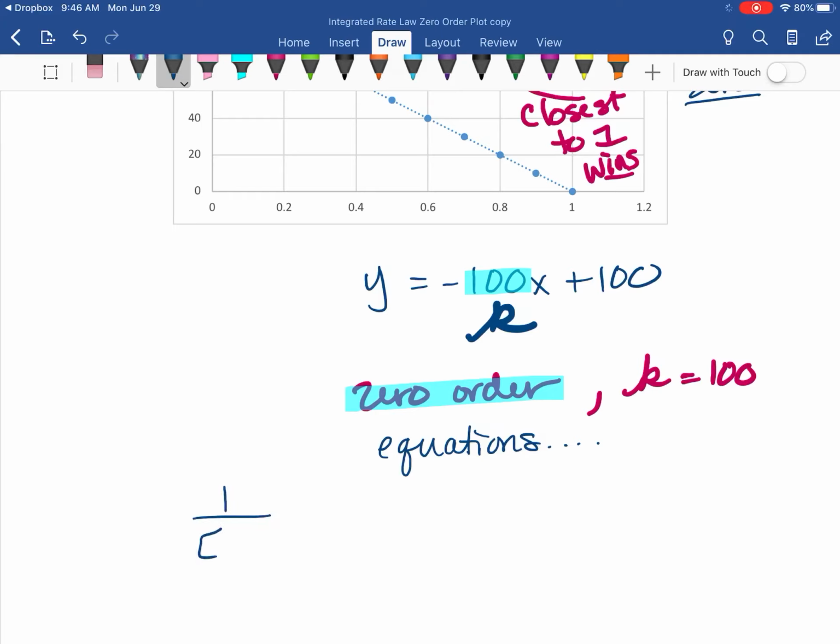And remember our series of equations. Now we want to read that 0 order. And so I want to make sure I've got the right order for this one. So let's grab our equations for 0 order.